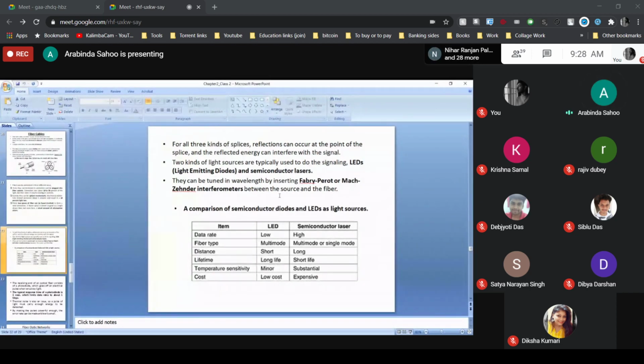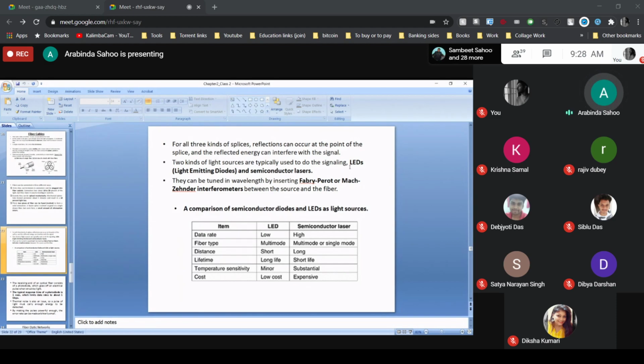So simply remember, if they are using a different light source, to tune the wavelengths two interferometers are normally used. Number one is the Fabry-Perot, and number two is the Mach-Zehnder interferometer, between the source and the fiber to match the wavelength.